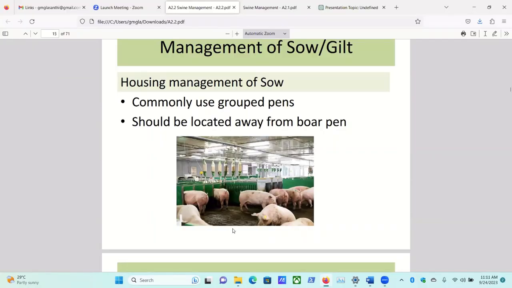Now we will discuss housing management. Normally for these animals we commonly use group pens because the same management practices apply. And to avoid the male effect, if they become sexually mature at a young age, their bodies won't have developed and they can't perform for long. So we have to avoid the male effect. For that, this pen should be located away from the boar pen.